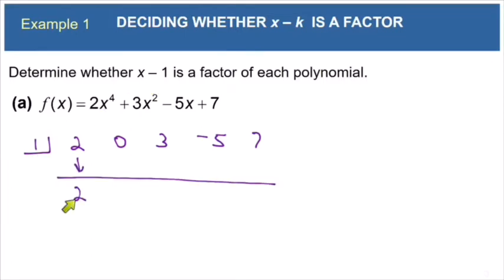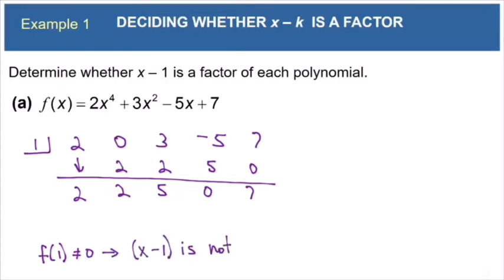So now pull down the 2, then multiply 1 times 2 is 2, then add, and then multiply 1 times 2 and put that here, and then add, and then multiply 1 times 5 and put that here, and then add, and 1 times 0 is 0, and then add. And because this is not 0, that means f of 1 is not equal to 0, and that means x minus 1 is not a factor. See, when we divided by x minus 1, we got a remainder. Therefore, x minus 1 did not go in evenly, therefore it's not a factor.